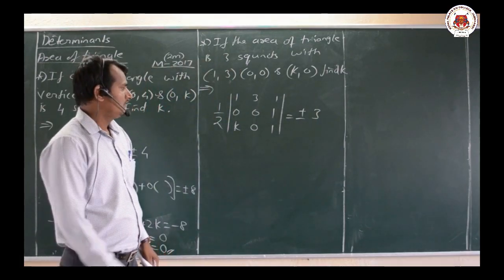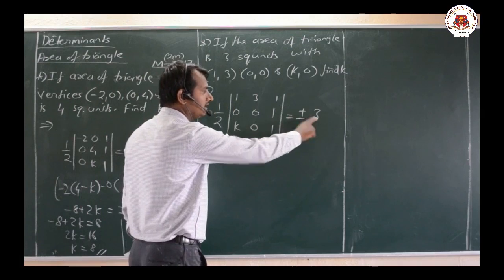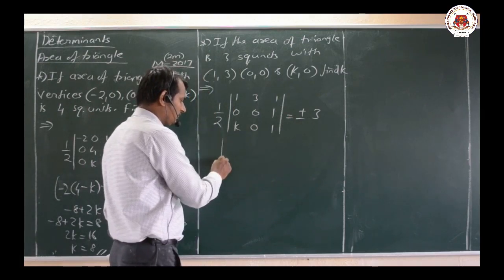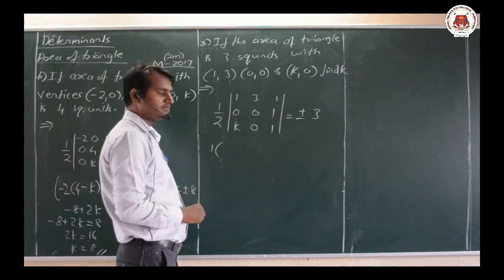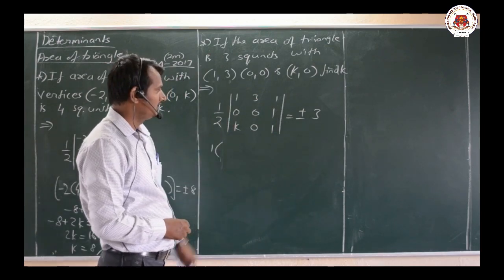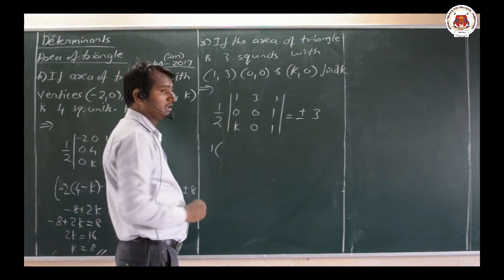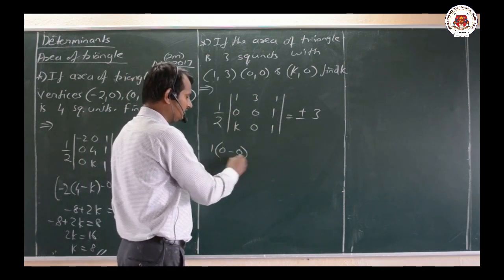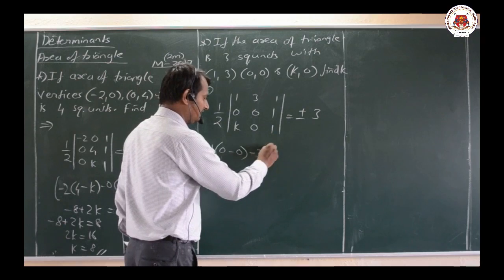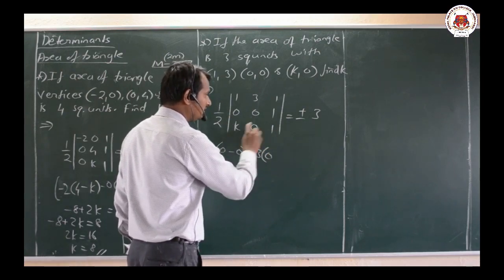Now I will multiply by 2 to get plus or minus 6, and we will expand this determinant. I will expand along R1, or you can expand along R2, nothing wrong in that. 1 into 0 minus 0, the value will be 0 only, minus 3 into 0, then minus k we have.